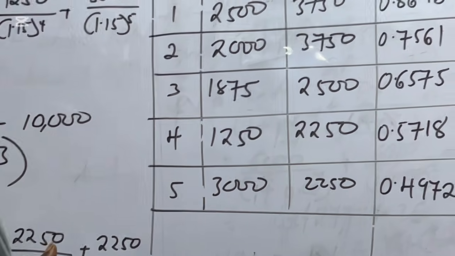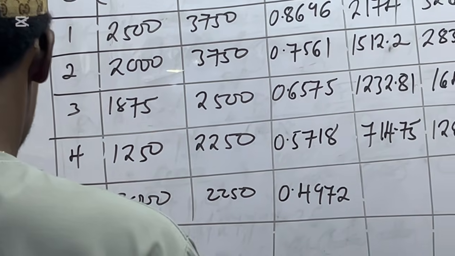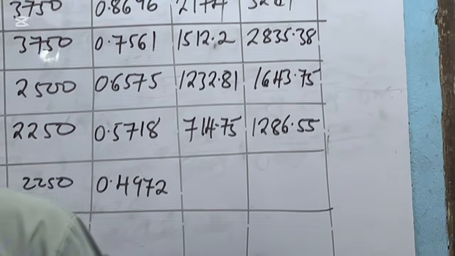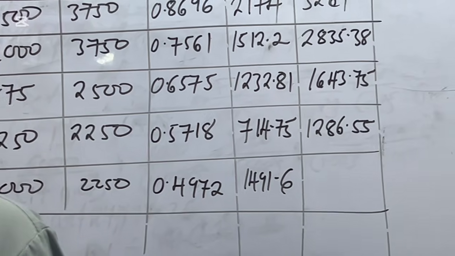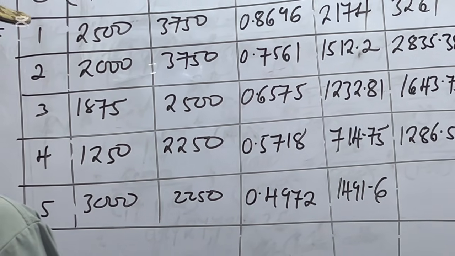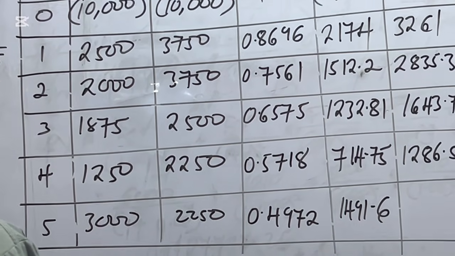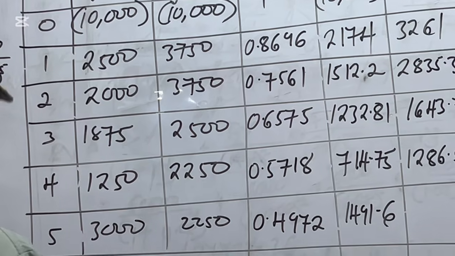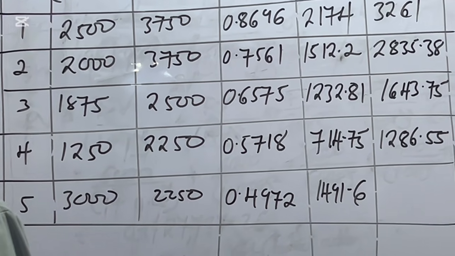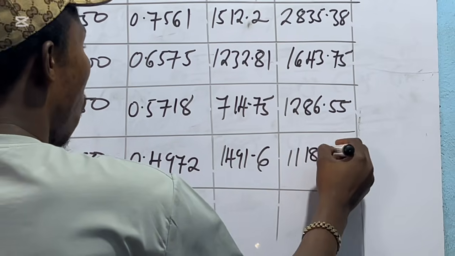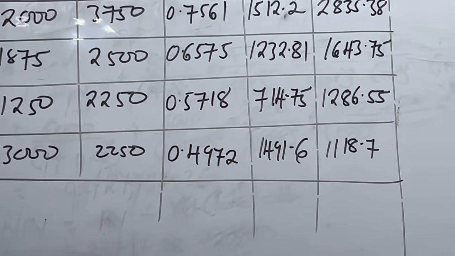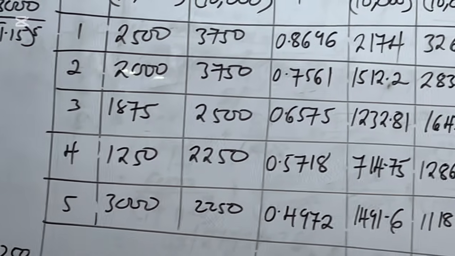So 0.4972 times 3,000. And that will give you 1491.6. Then 0.4972 times 2250 will give us 1118.7. So when we are done, what do we do?